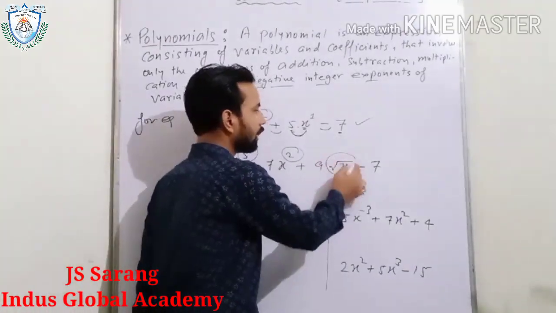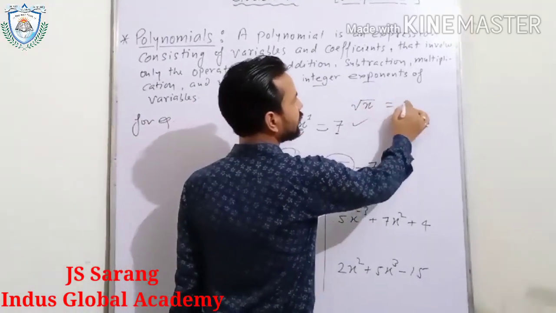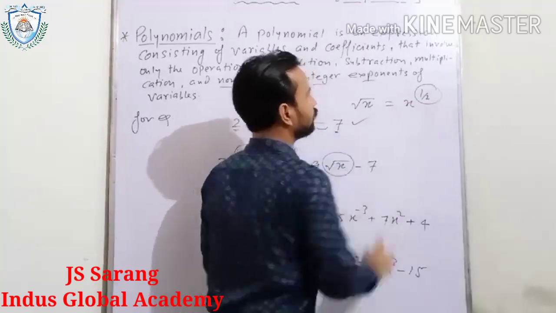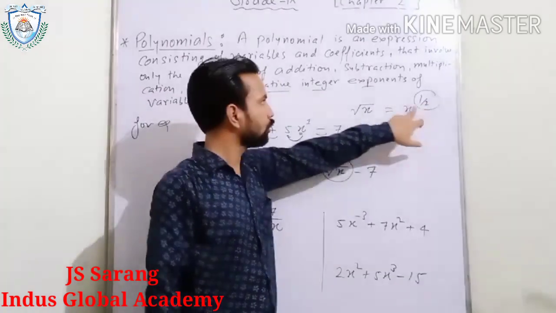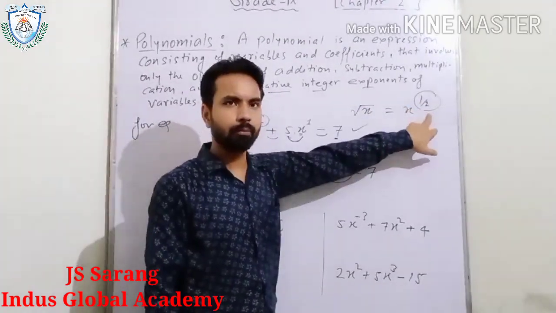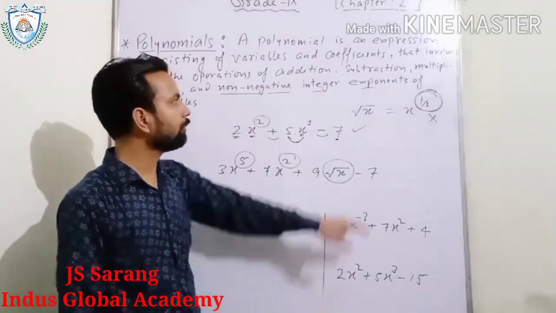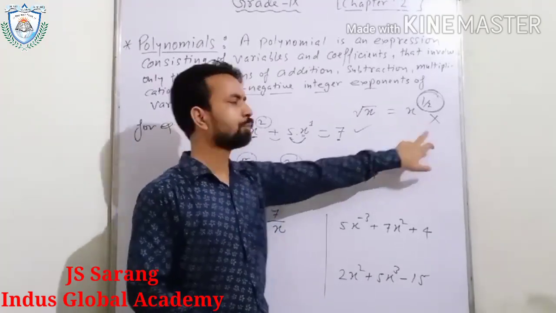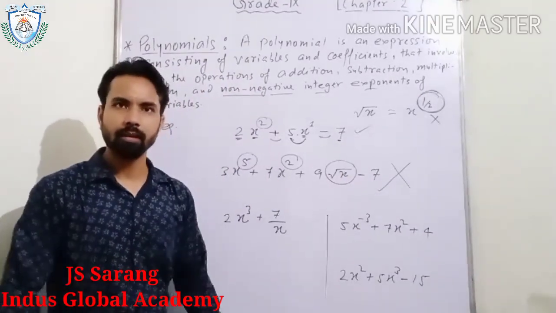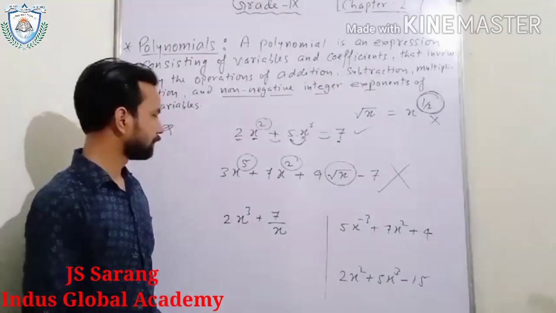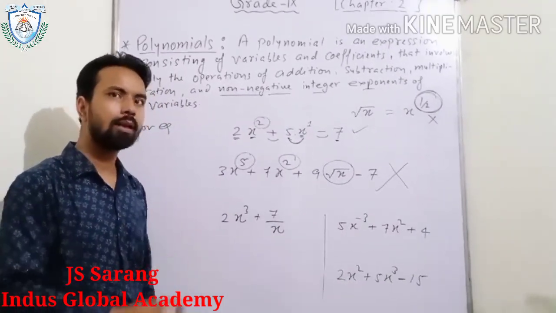But here, under root x, we know that under root x, that is square root x, can be written as x to the power 1 by 2. The square root symbol denotes the half power. So under root x can be written as x to the power 1 by 2. So 1 by 2 is not an integer, it is fractional. So if the power of a variable is fractional, that means this algebraic expression is not a polynomial. Clear? Second example. This is an algebraic expression. Now see, the power should be a non-negative integer.